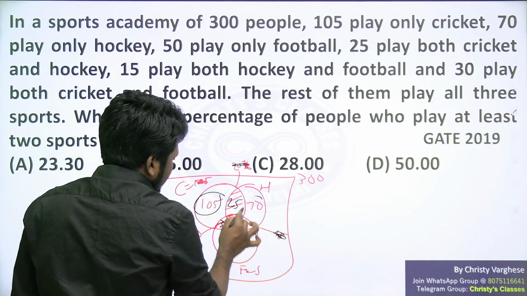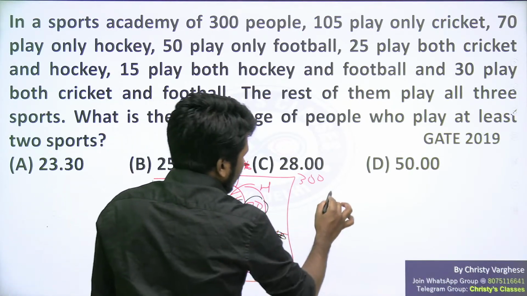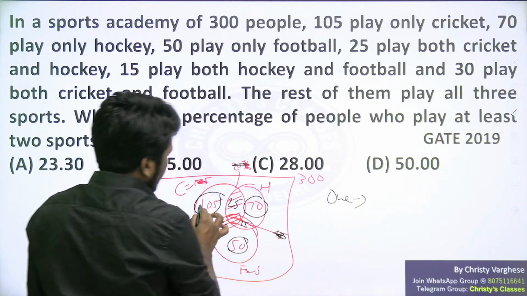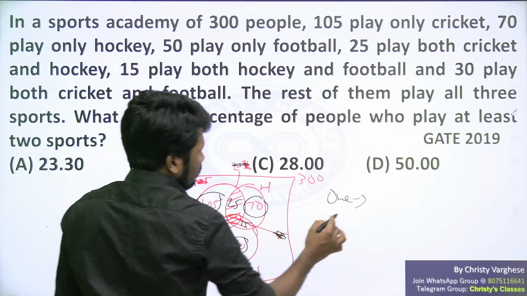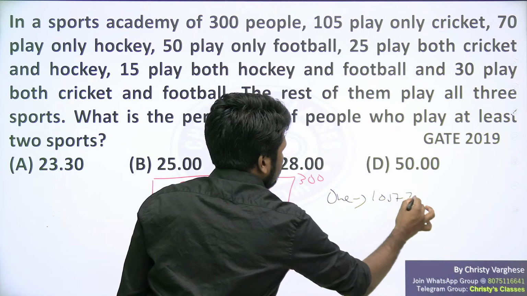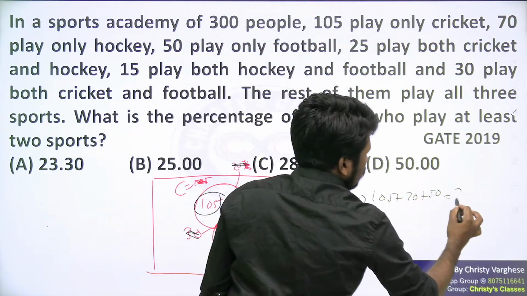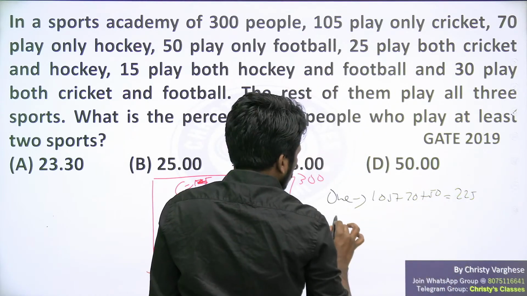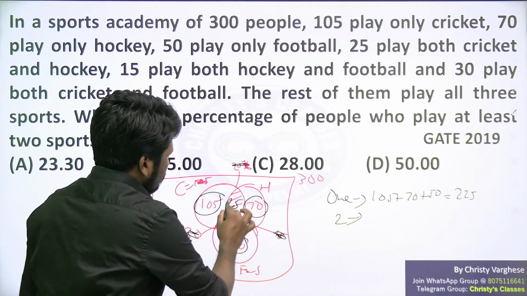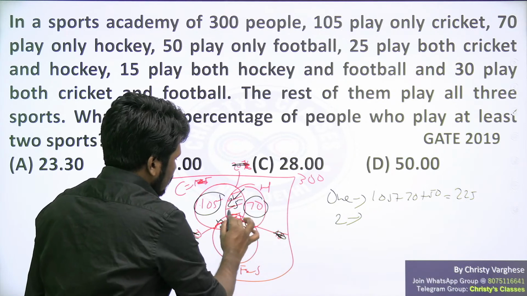Remaining will be x means you can find the remaining how? 100, 70, 50 you add. One game playing people will be 105 plus 70 plus 50. That is 225. 225 people. Two game playing people will be equal to 25 plus 30 plus 15.